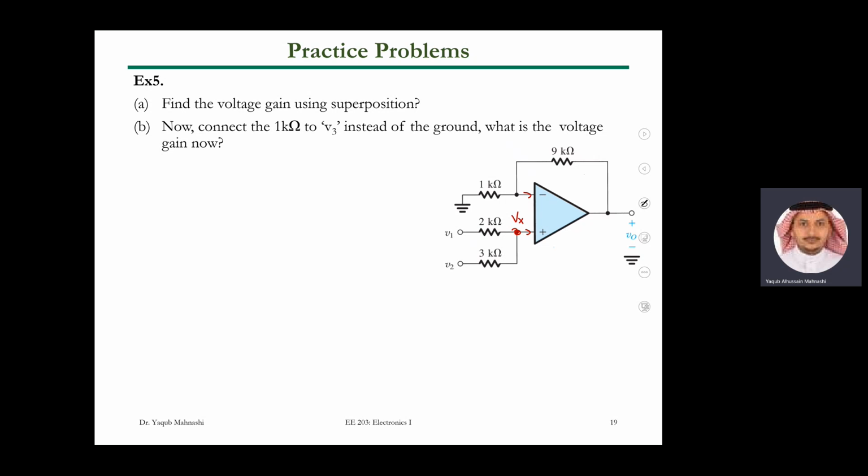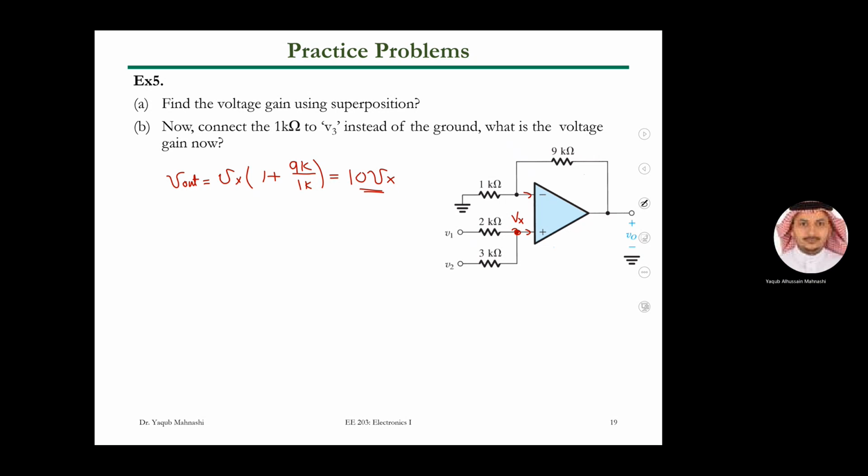So what is the relation between Vx and V out? V out equals Vx multiplied by 1 plus 9k over 1k. So how much is that? This is 10 Vx. Right? This is a non-inverting amplifier. We derived this one before.